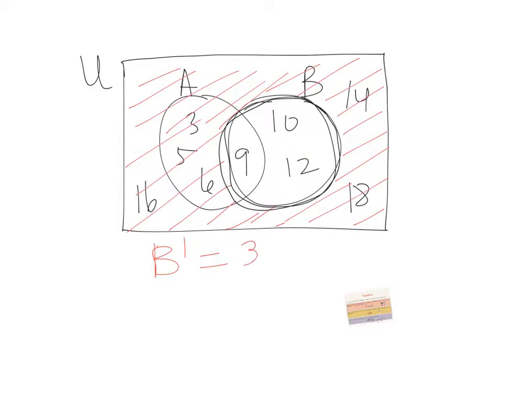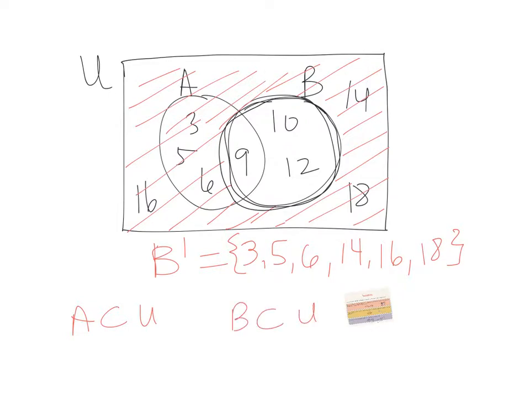So that's 3, and I'd use my bracket, 3, 5, 6, 14, 16, 18. Okay? Everything except B. That's what a complement is. Okay? And here I could say that A is a subset of U, and I could say that B is a subset of U. Okay? Because A and B are both inside of U. But I could not say that A is a subset of B.